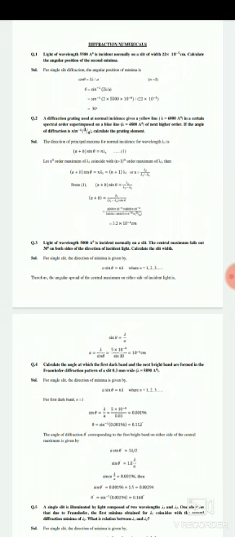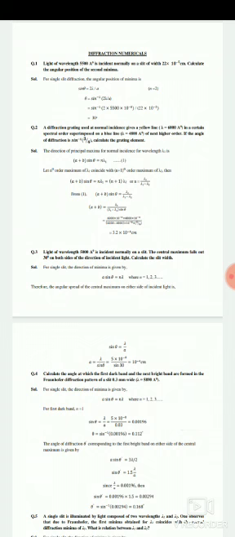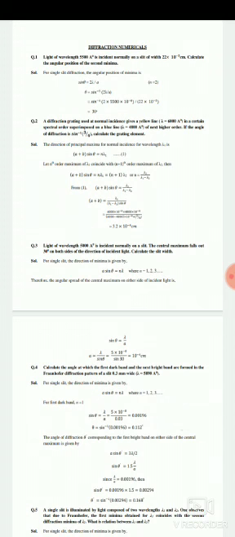As you know, grating element is given as a plus b or e plus d, and the direction of principal maxima is given as a plus b sin theta is equal to n lambda 1 for the first, and the next one is given as a plus b sin theta is equal to n plus 1 lambda 2. After solving these two equations, we calculate n, which comes n is equal to lambda 2 upon lambda 1 minus lambda 2.